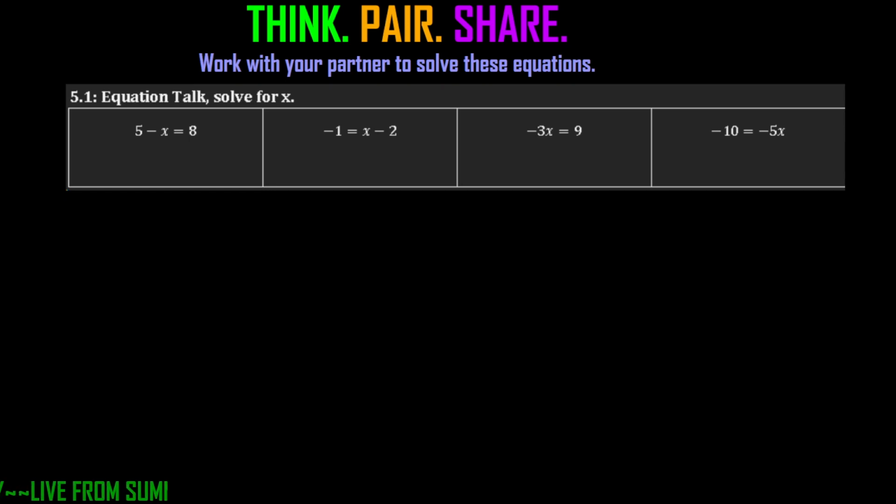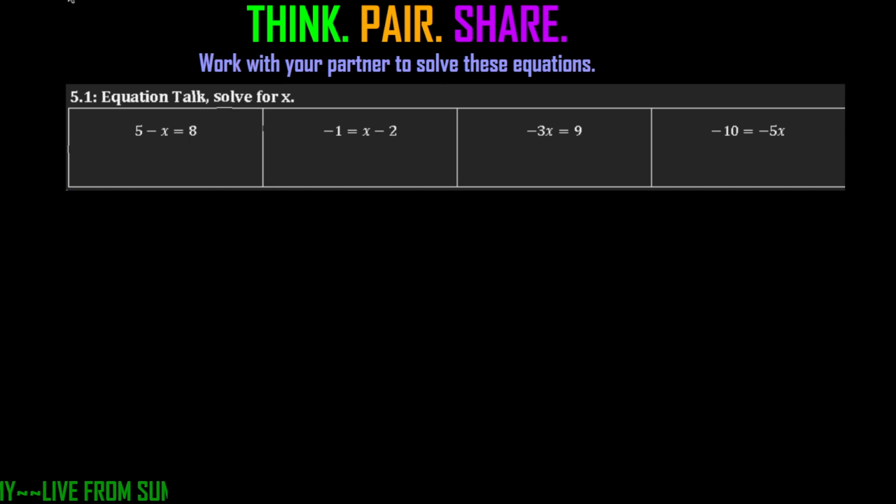In this video, we're working on Unit 4, lesson number 5, doing some multi-step equations and being able to solve them. So in the first part, it says to think, pair, share. Try to work with your partner to solve some of these equations, and I'll do this first one.